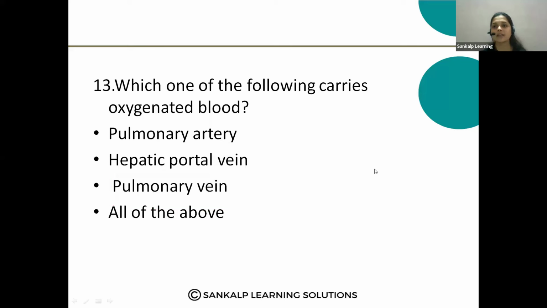If you practice the diagram, you can answer all of these questions easily. Okay, please students, practice the diagram of the heart. That is very, very important, so try to practice that. If you start practicing from today, you will be perfect within a few days. So don't neglect that, please practice it.